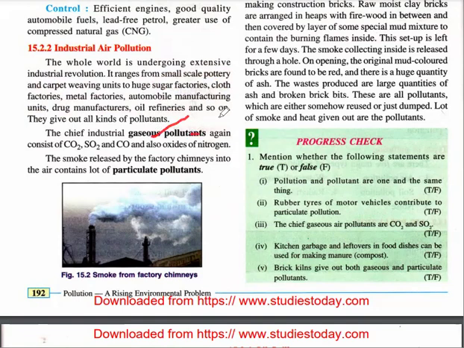Chief industrial gaseous pollutants again consist of carbon dioxide, sulfur dioxide, and carbon monoxide, and also oxides of nitrogen, N2. The smoke released by the factory chimneys into the air contains a lot of particulate pollutants. As you can see in this picture, a lot of pollutants are released. Pollutants mentioned over here are CO2, SO2, and CO, right?